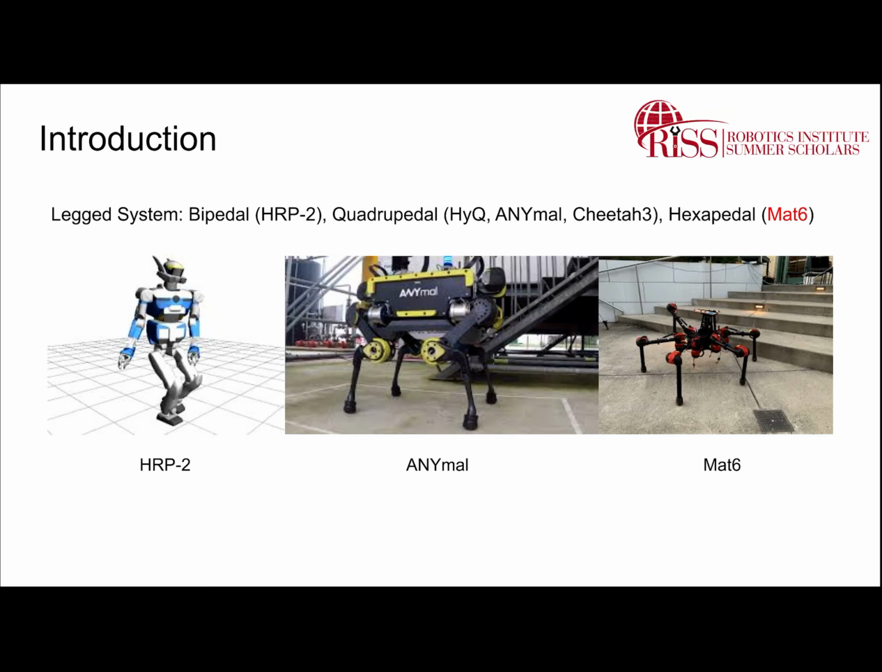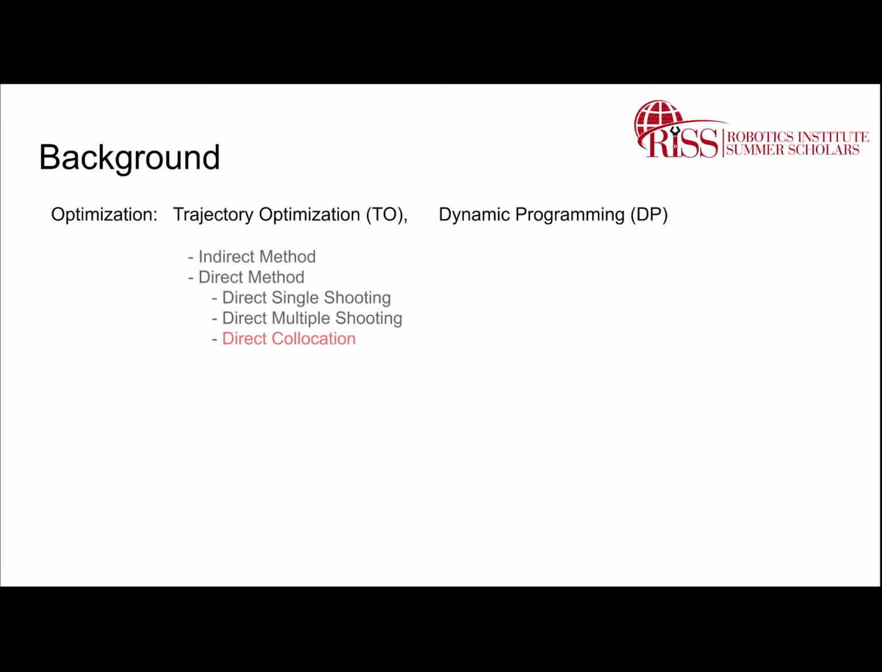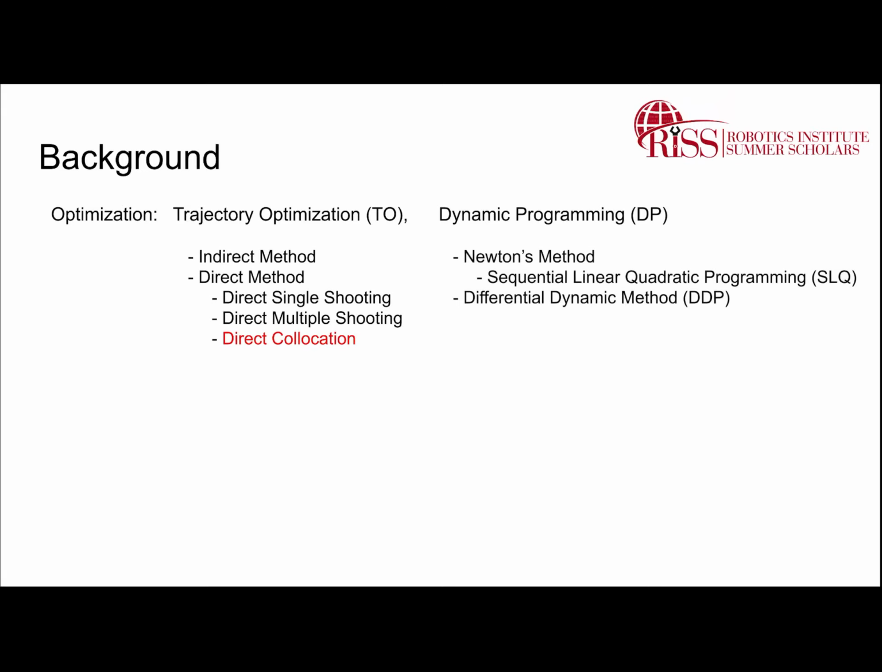We all know that we can handcraft the motion for the robot, but it's obviously tedious. So the question arises, how do we automatically generate motion and forces given a high-level task? And this is the field of optimal control. There are two methods to formulate the problem, namely trajectory optimization and dynamic programming. Under each method, we have several sub-methods, but here we're going to use direct collocation in the following slides.